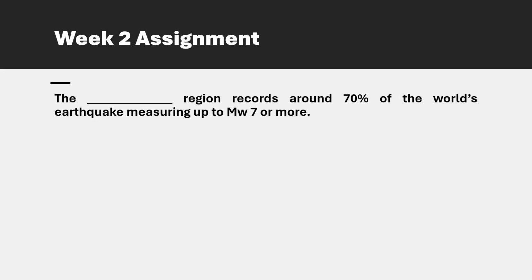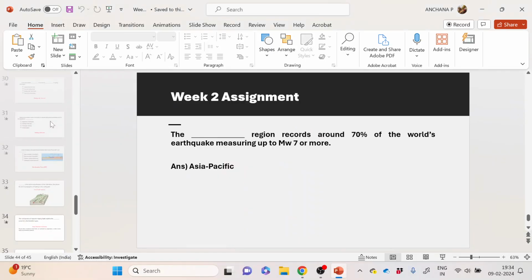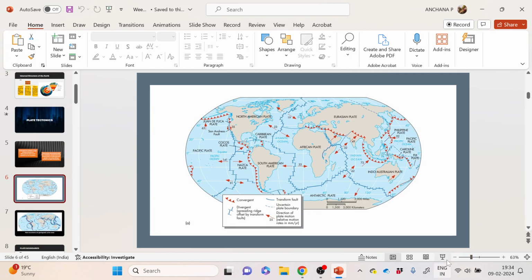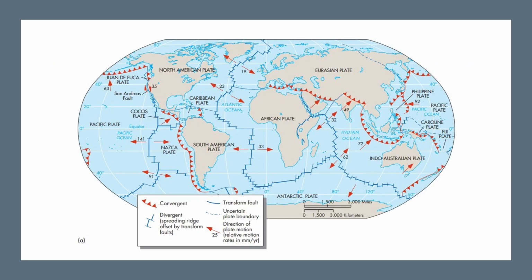The dash region records around 70% of the world's earthquakes measuring up to magnitude 7 or more. I'm sure I've mentioned this last week. Yes, the Asia Pacific region. This brings me to the previous map, which I had skipped in the beginning, so I'll explain it once again. This is basically the reason for the answer to that question.